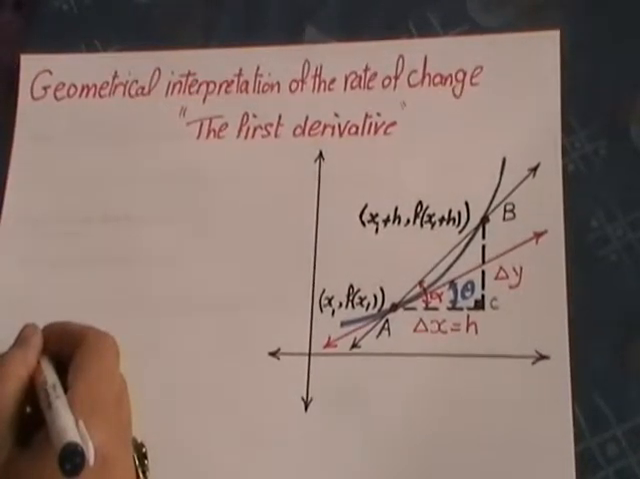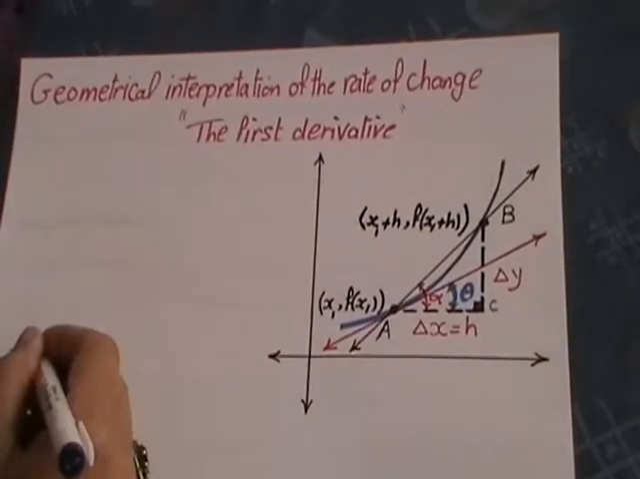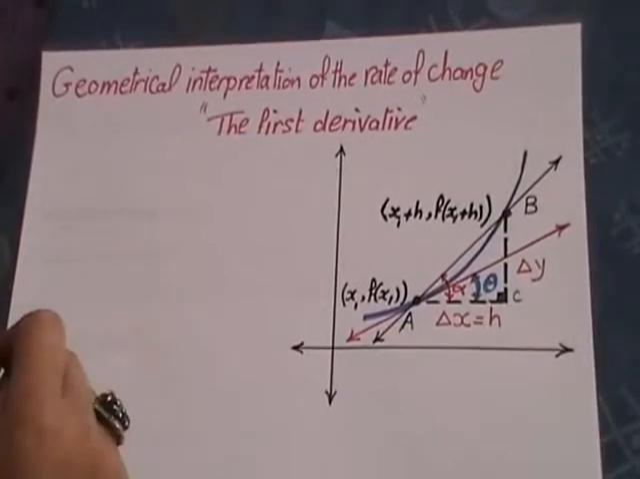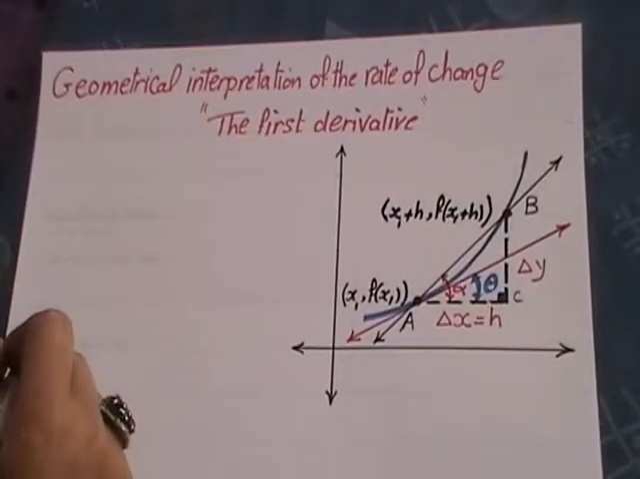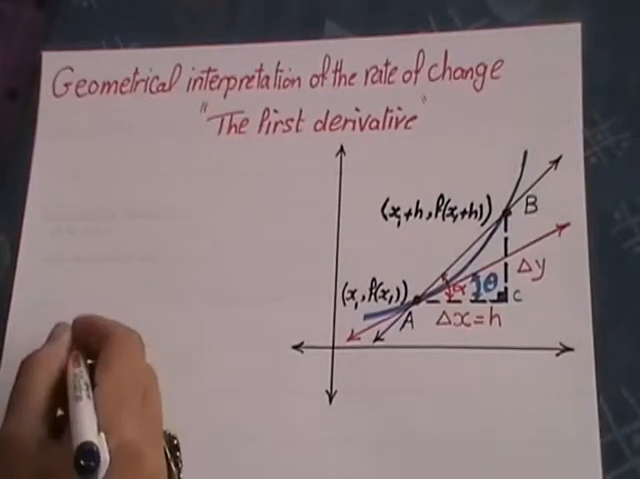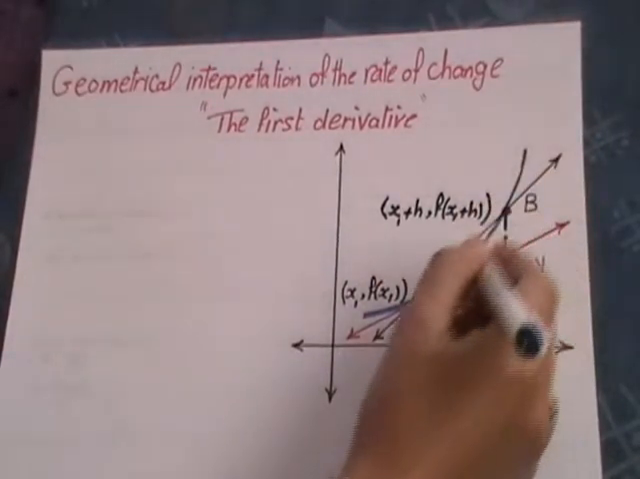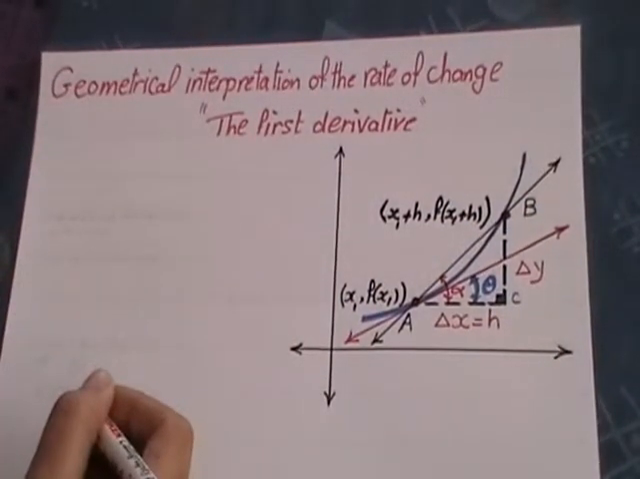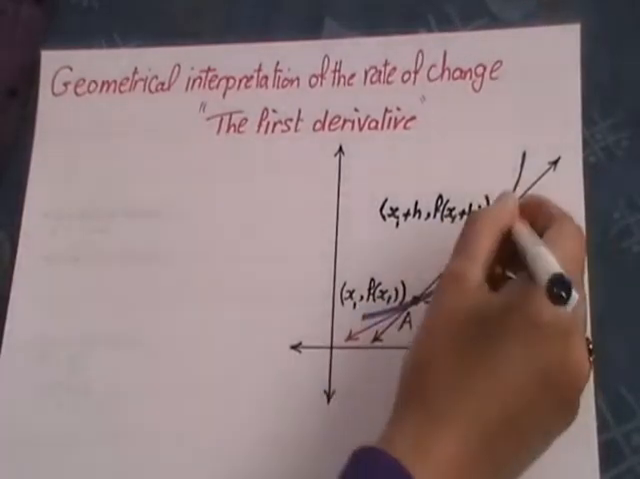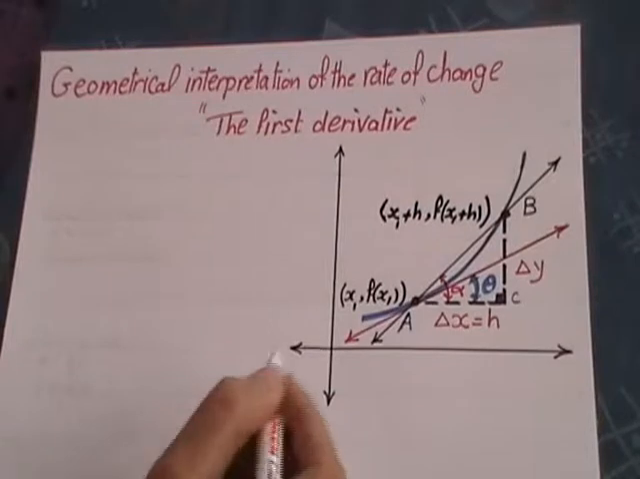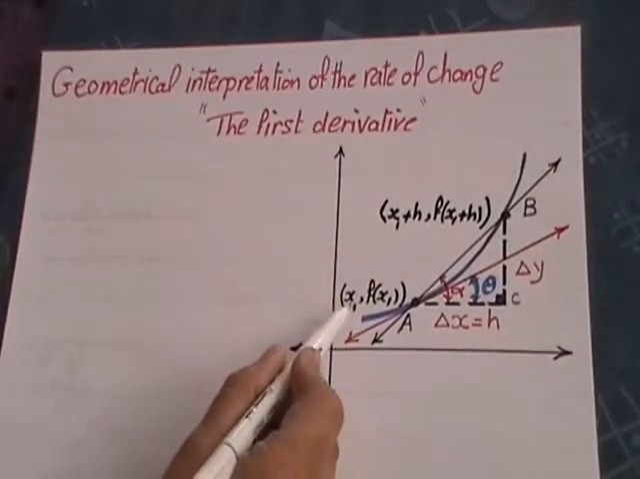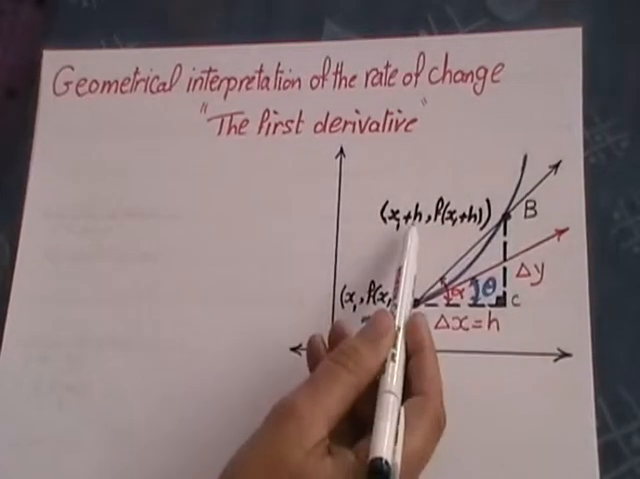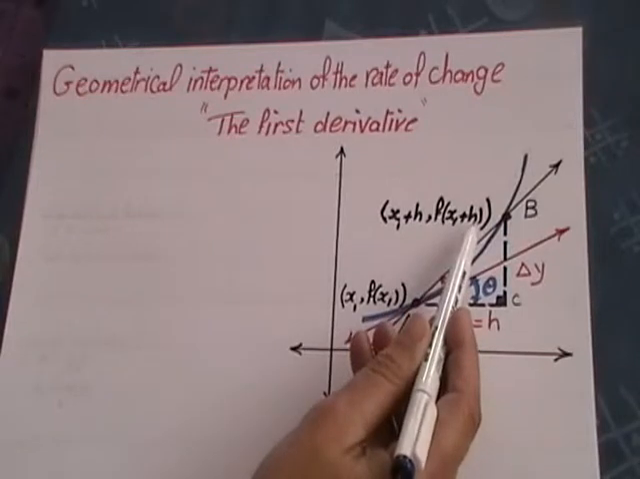Today we'll talk about the first lesson in the secondary calculus, which is the geometrical interpretation of the rate of change, or the first derivative. Let the given figure represent the curve of the function y equals f of x, and the two points A and B are on it, where A has coordinates x1 and f of x1, and B has coordinates x1 plus h and f of x1 plus h.